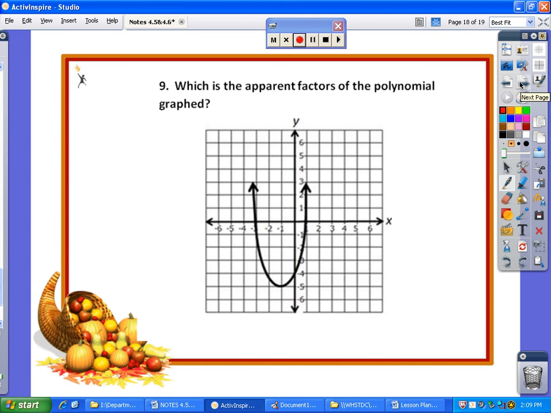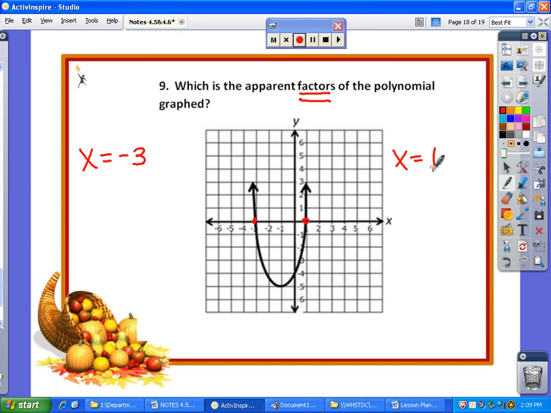All right, what are the apparent factors? They're asking for factors here. So here again, we're interested in where it crosses the x-axis. We just have to go one step further. Okay, let's figure out those factors. So what is my zero first? Where does this cross the x-axis? It crosses at negative 3 and then crosses again at positive 1.